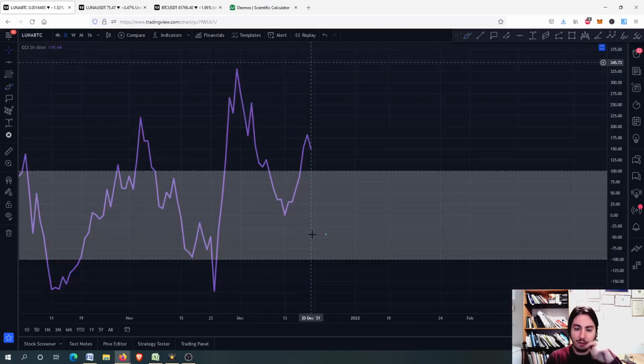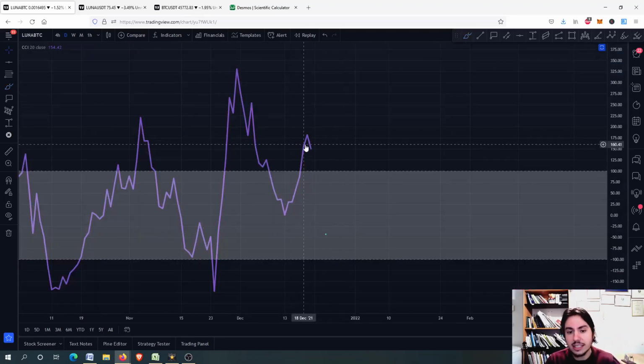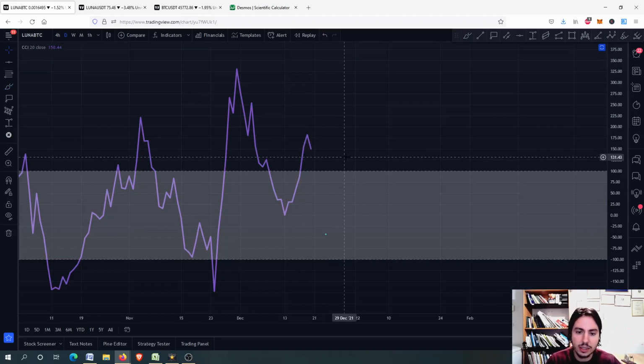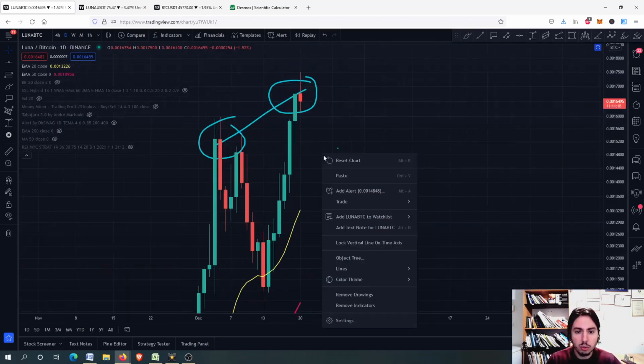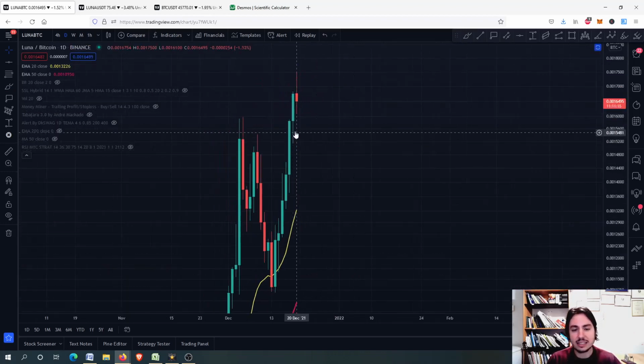Also, we have a very, very huge risk on the Commodity Channel Index as well. You can see that we are way above the 100. Stochastic RSI is going into overbought as well, but it doesn't matter. So I want you to be extremely careful, as it is very possible that we are going even down.